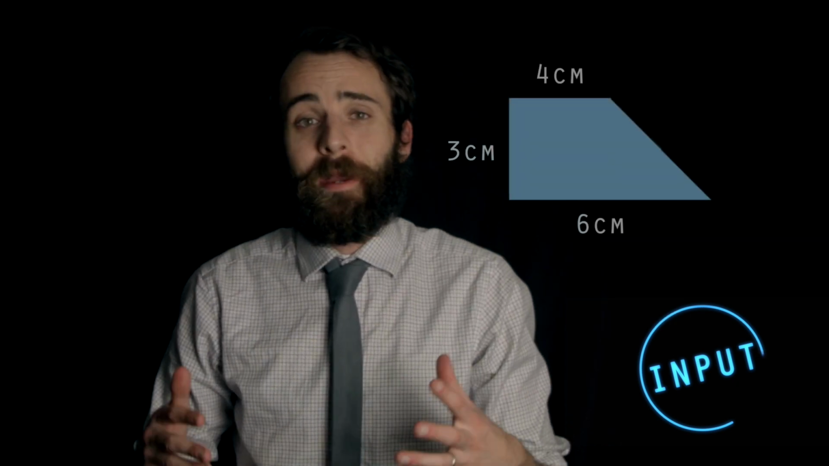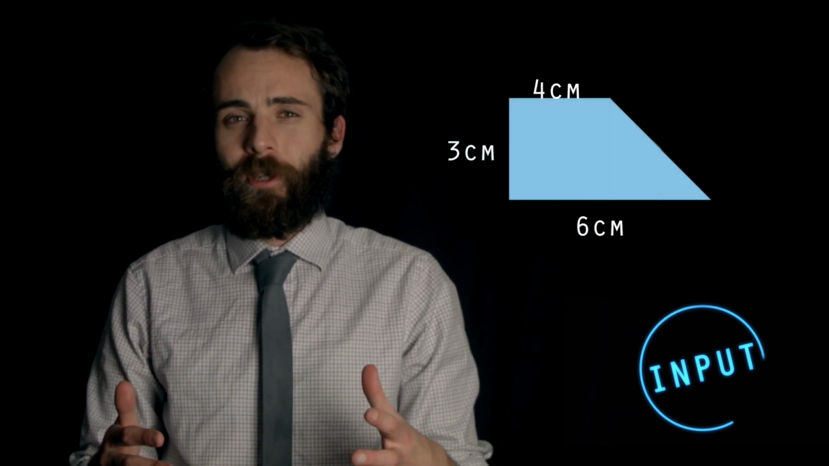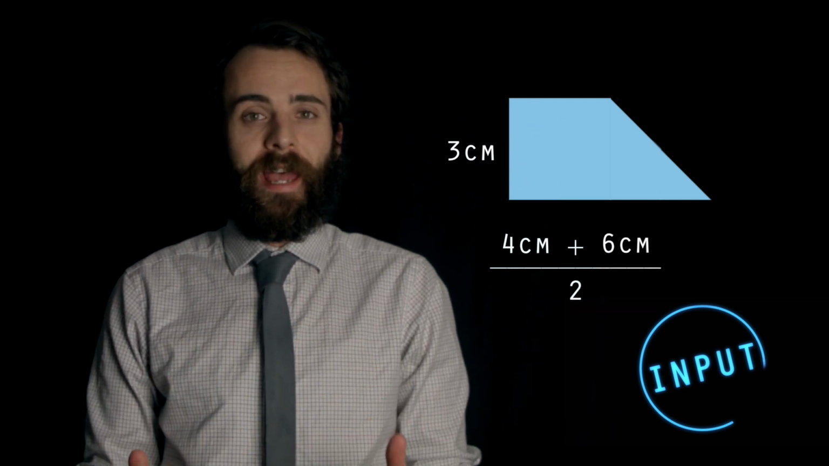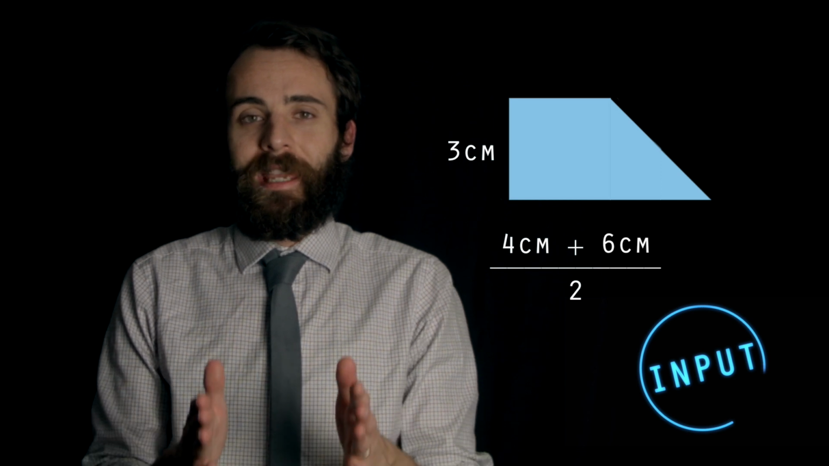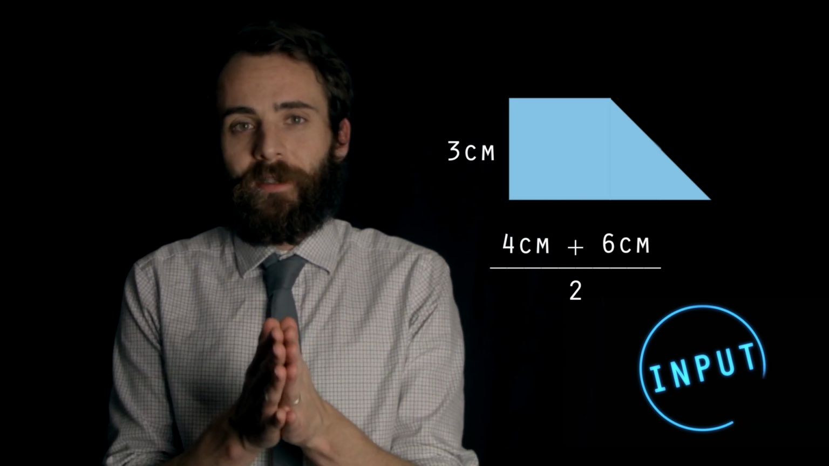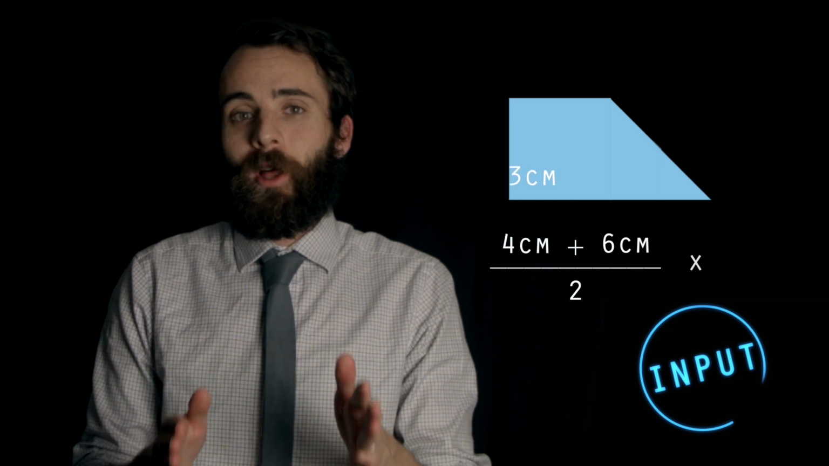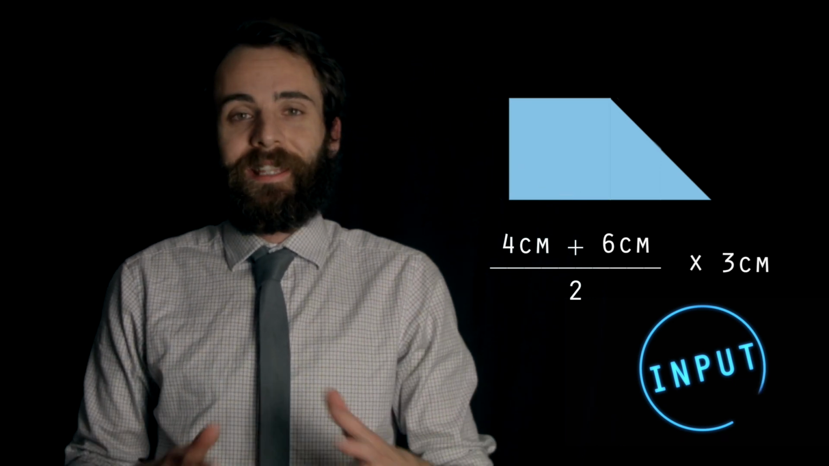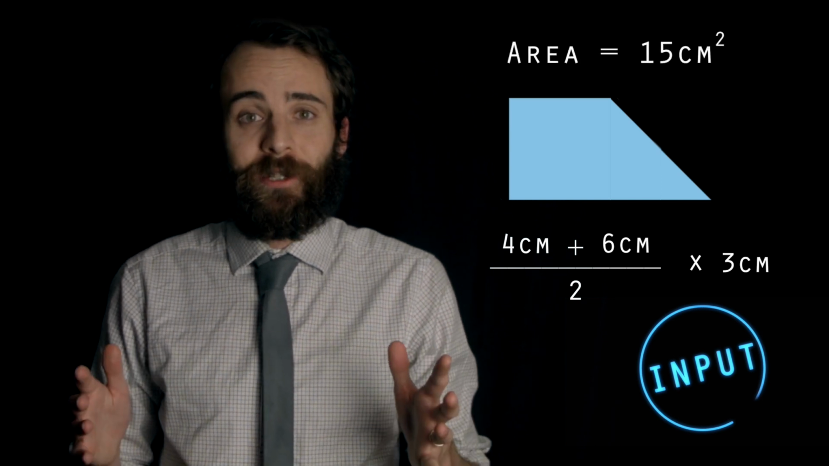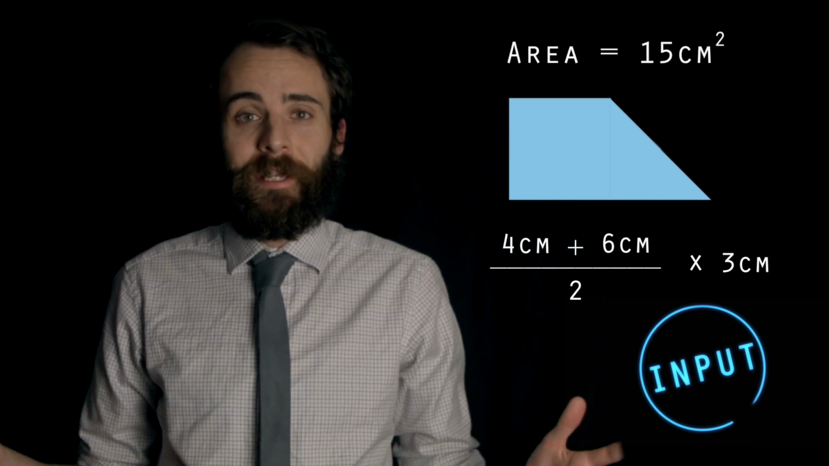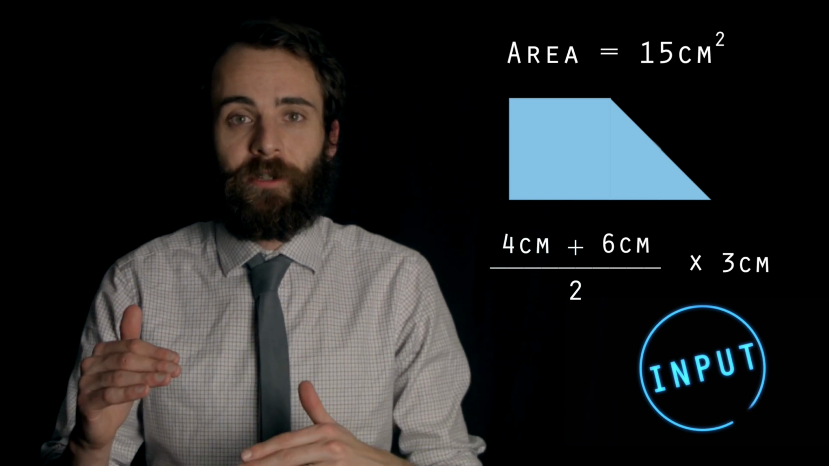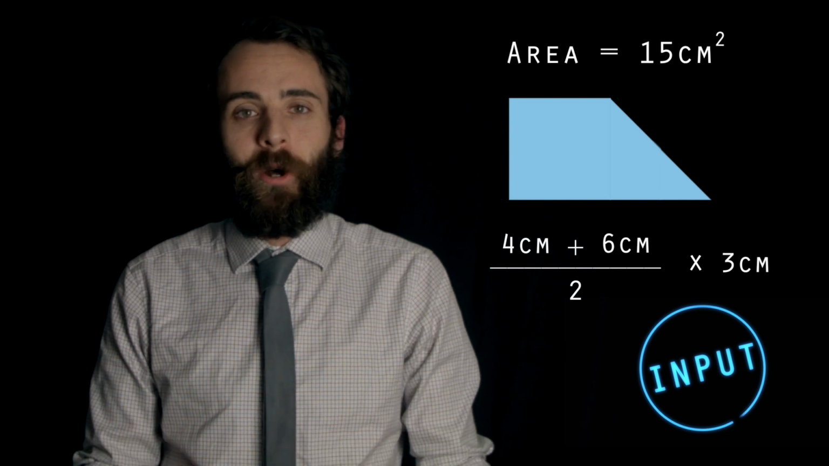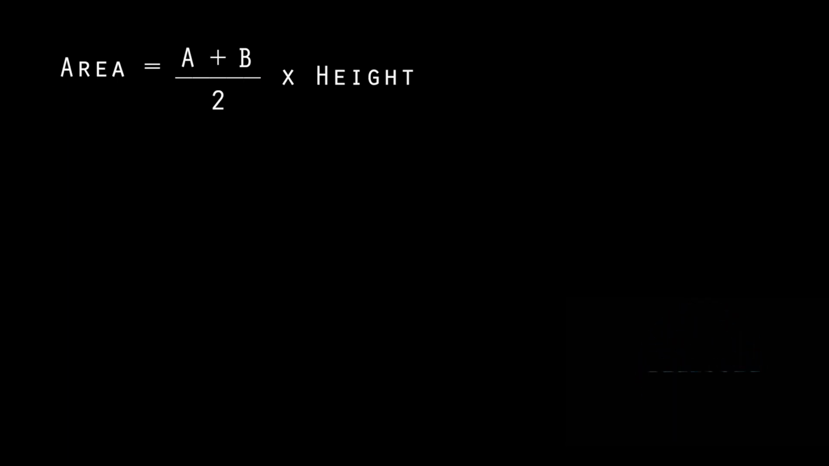For example, if the base was 6 centimeters and its parallel side was 4 centimeters, we add them together, 6 add 4 gives us 10, and then divide it by 2 to get 5. Our midpoint is 5 centimeters. We then multiply that by our height, in this case that's 3 centimeters, to get an area of 15 centimeters squared. And there we've done it. In essence, we've added the parallel sides, A and B, divided it by 2, and multiplied that by the height.